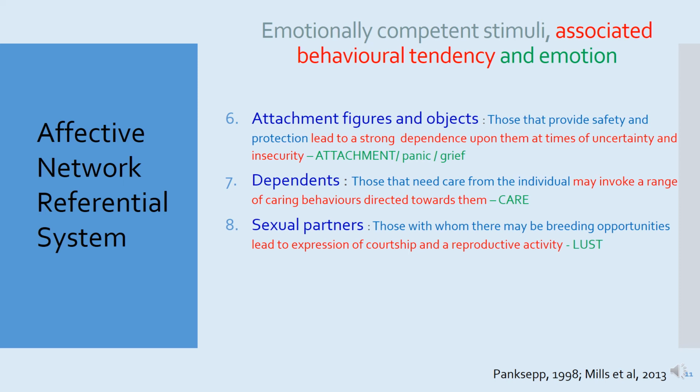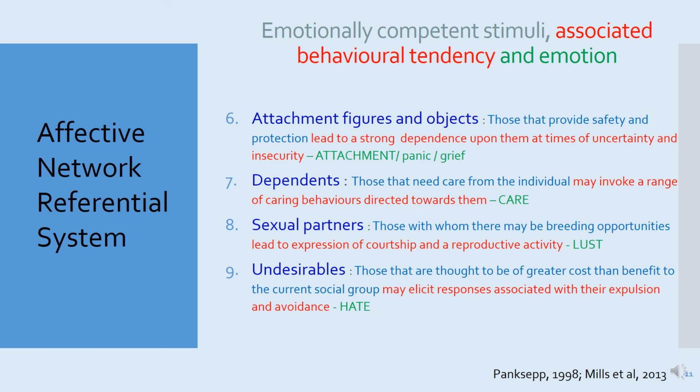The fourth type of social relationship is with potential sexual partners who may provide breeding opportunities. And the sorts of behaviours that are elicited in this situation are the behaviours of courtship, reproductive activity, potentially protection of a mate depending on the species, etc. Panksepp focused on particularly the reproductive activities, and he referred to this affective system as the lust system, and I think that's a good word to stick with.